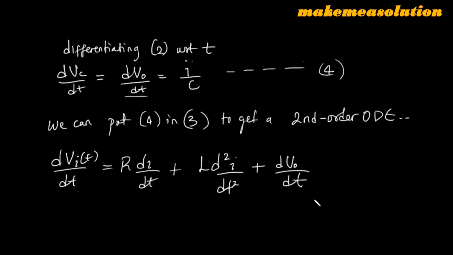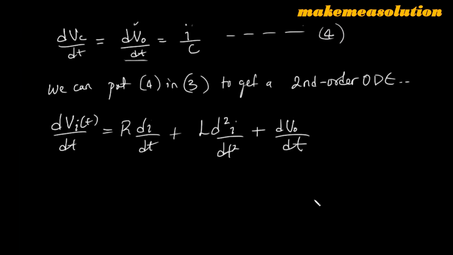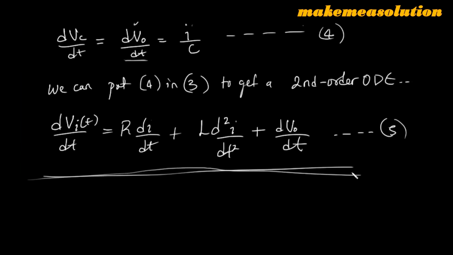So we could have it like this. Is that okay? So this is our second order system. Okay, second order system, I can call it equation 5. So this equation finds the relationship between my vi of t and v naught of t.